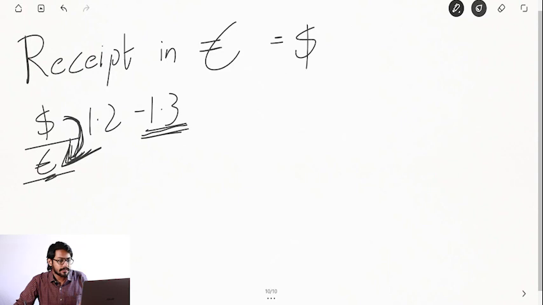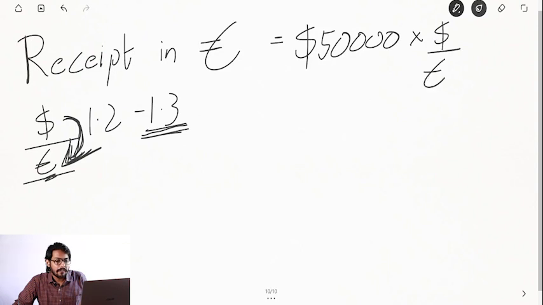So dollars 50,000 into dollar by euro. When I write this, in your mind it will come bang, bang, bang, error, error, error. What happens? You cannot multiply dollar and dollar. Dollar and dollar becomes dollar squared. So you have to multiply with the reverse, euro by dollar. So you cannot multiply with 1.3. You have to divide. Understand guys?